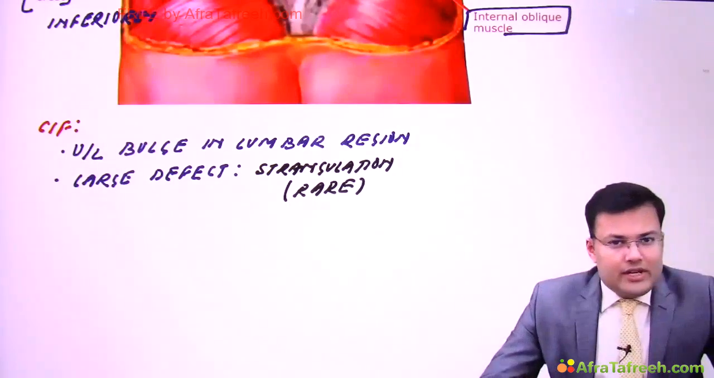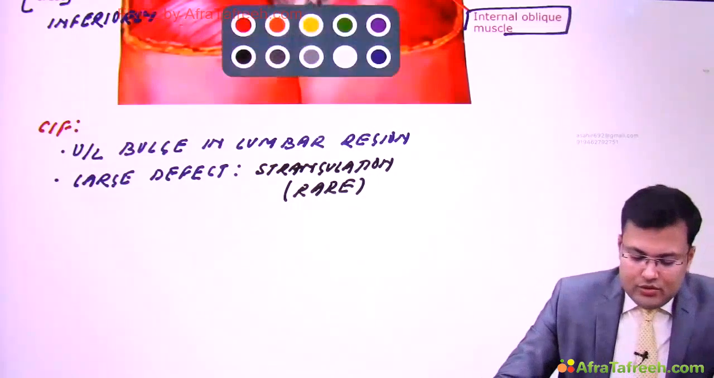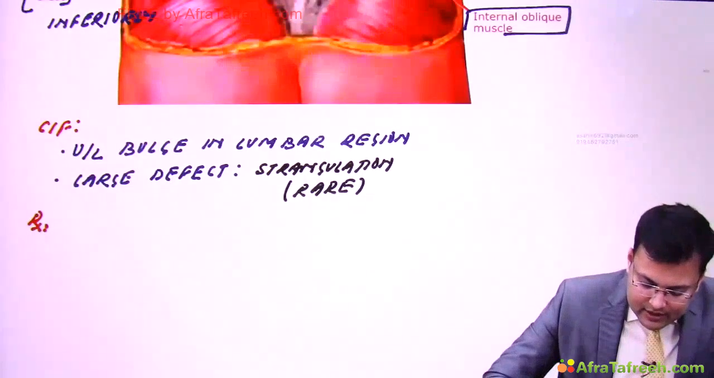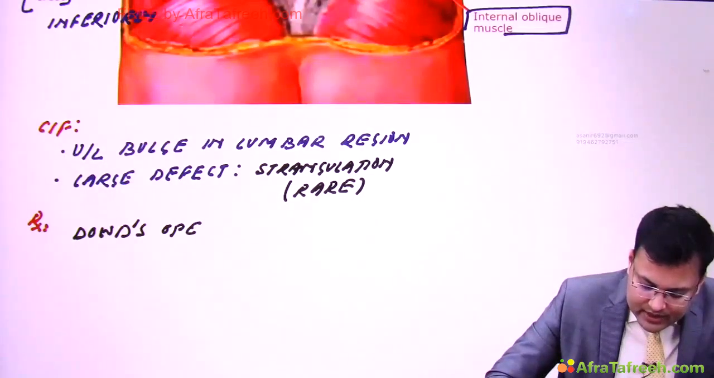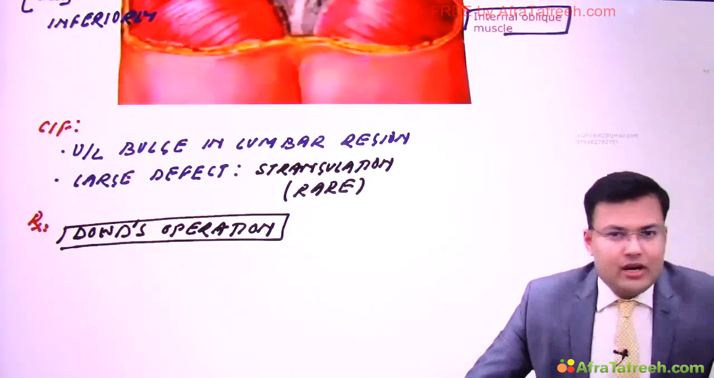Now how are we going to treat this patient? The name of the surgery is Daud's operation. It's a unique name. What's the name of the surgery performed for lumbar hernia? It's Daud's operation. It seems this operation is to catch Daud. So this is Daud's operation for lumbar hernia.